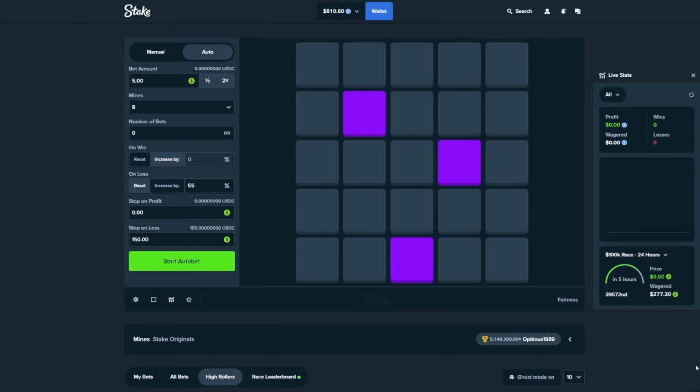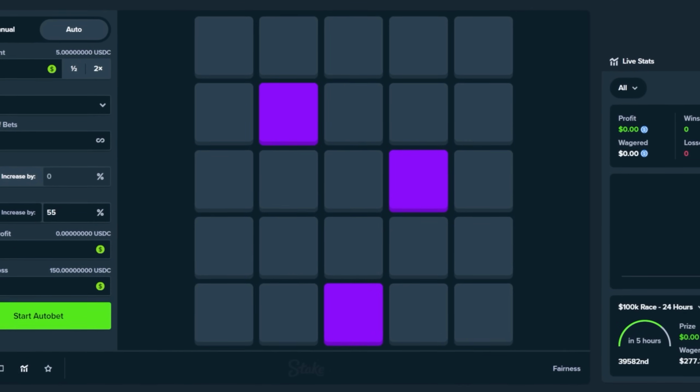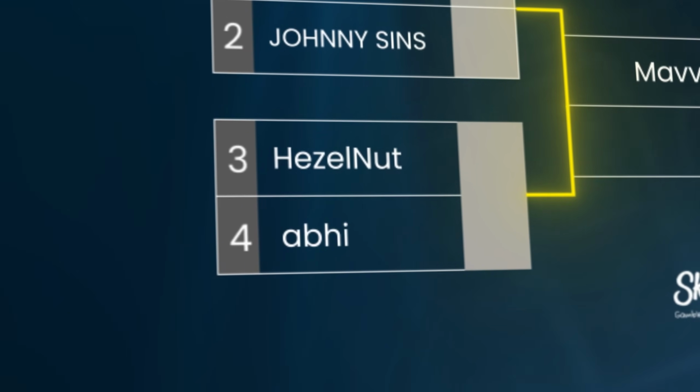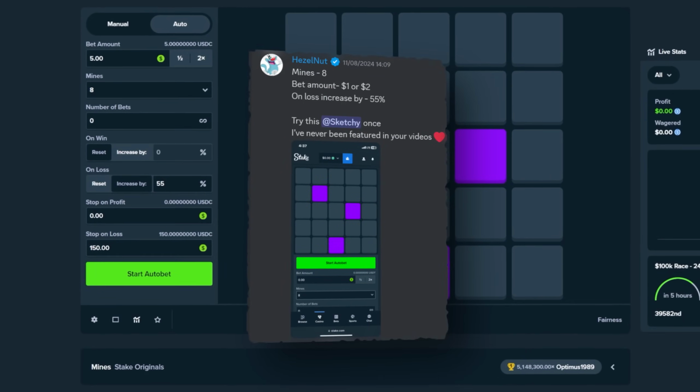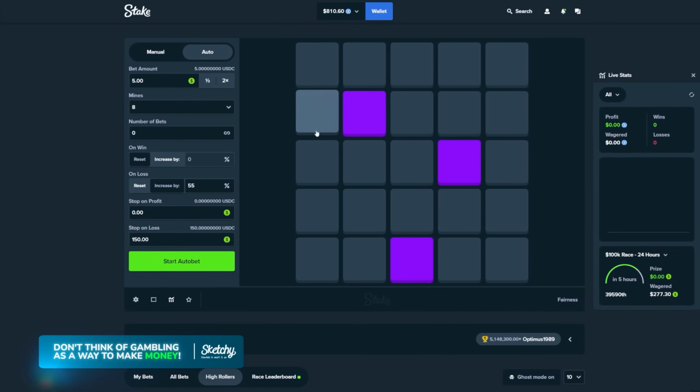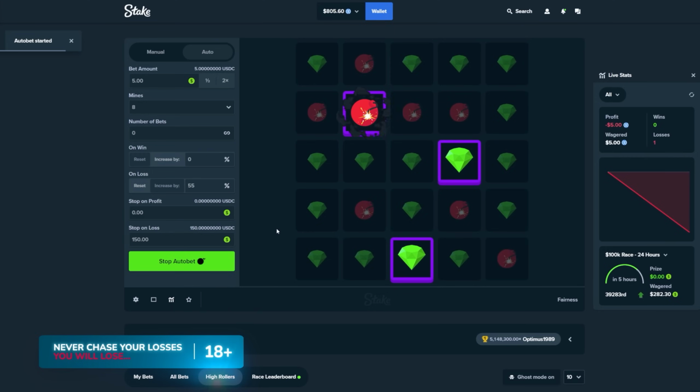All right, guys, the second bracket right now. The first guy in the second bracket is Hazelnut, and he has mines again for us, guys. 8 mines, 55% increase on loss, and it's only 3 gems we have to hit today, right? We have a 1 minute timer right now, guys, again. Okay, we begin in 3, 2, and 1, and let's go, guys.